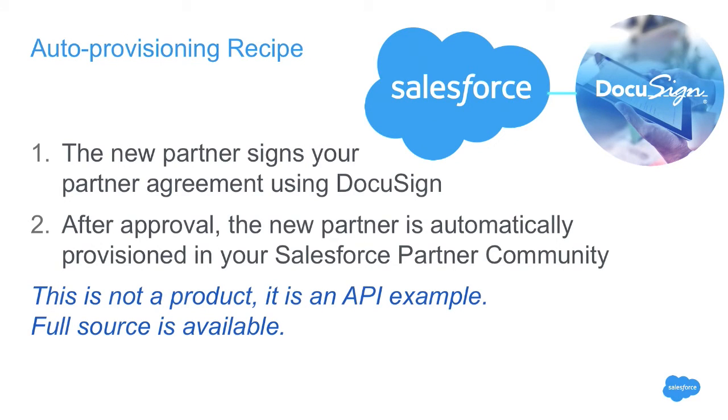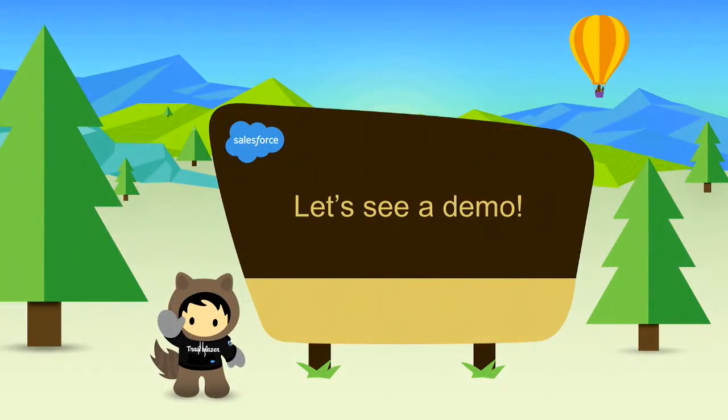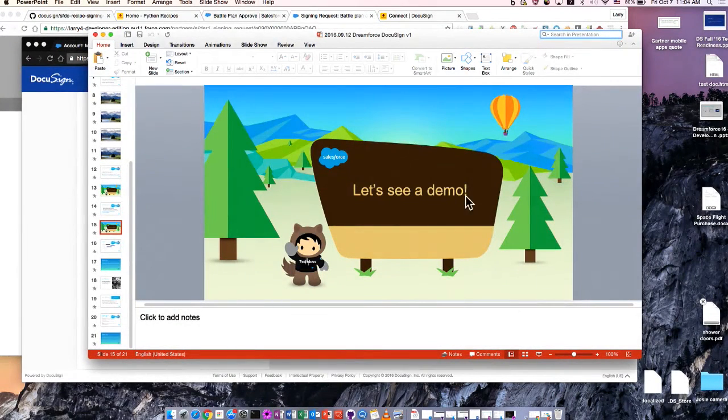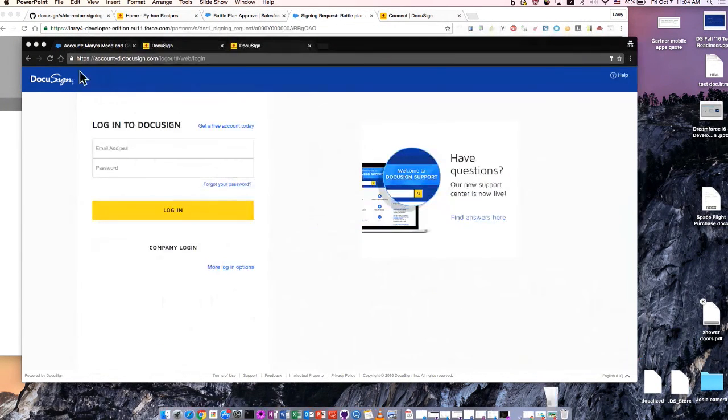Let's do it automatically. So in this case, what happens is someone is going to sign an agreement using DocuSign, and then automatically they will be provisioned in Salesforce Partner Community. Good? Right? So let's see how that works. Let's see the demo. All right. Let's see the demo.